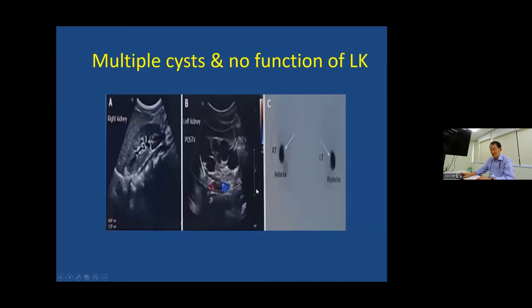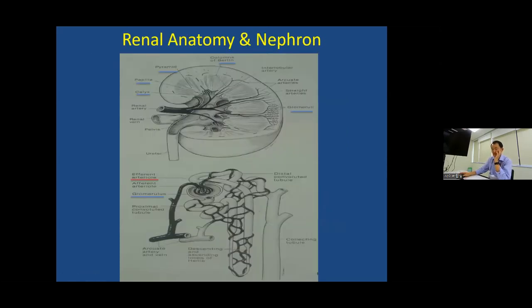So again, for multiple cysts, sometimes we use nuclear imaging to see the functional aspects. Okay, a little more detail on the anatomy inside the kidney.